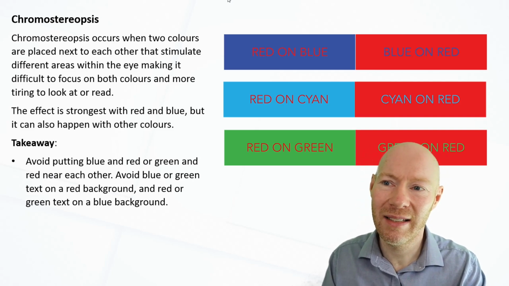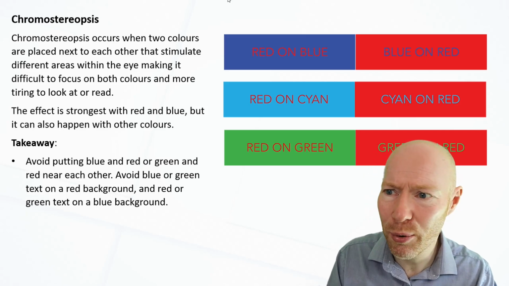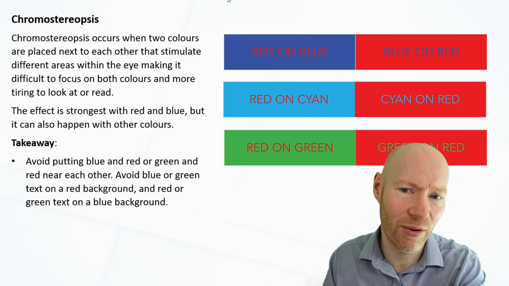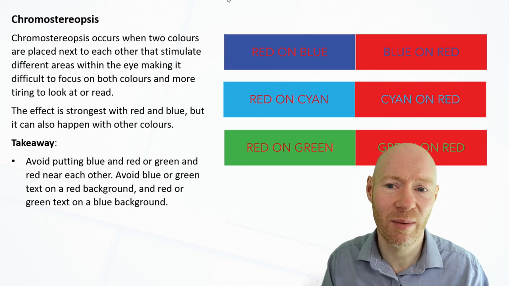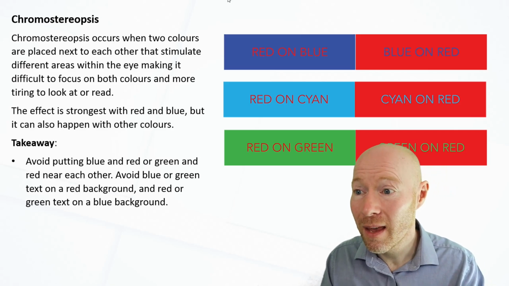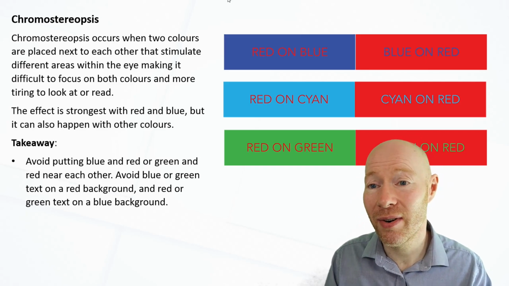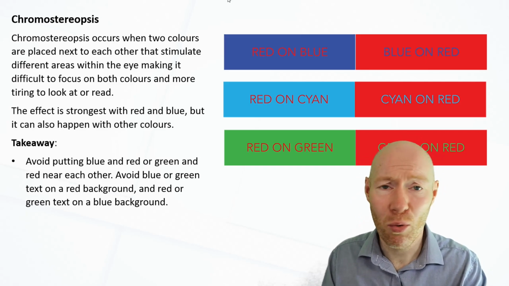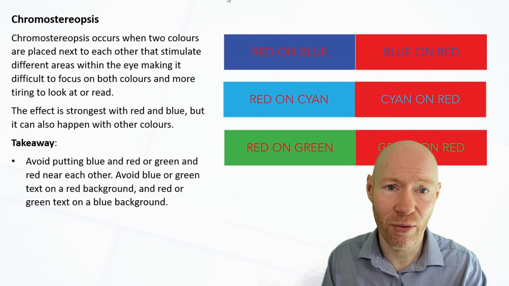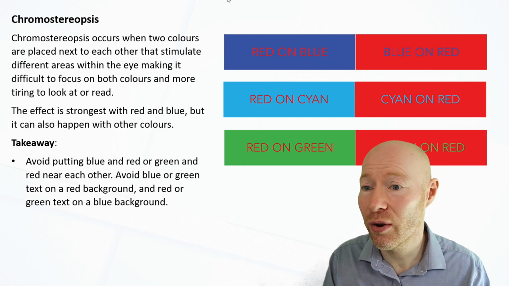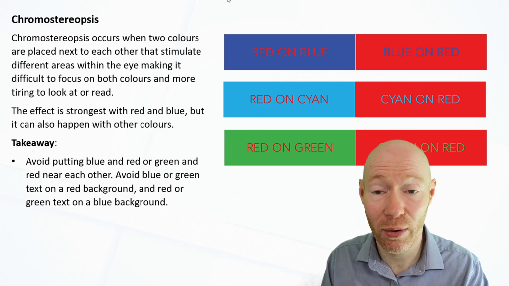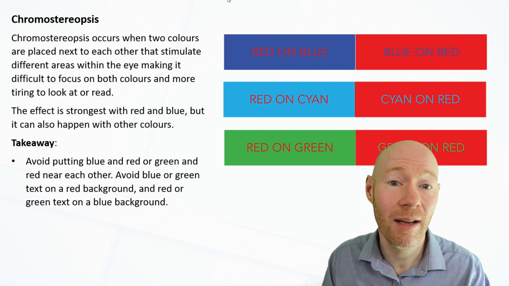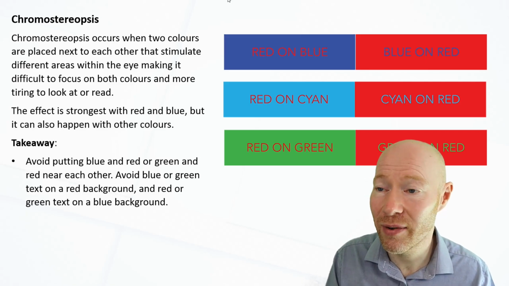Quite often it's strongest with reds and blues. It can also happen with other colors. You can see some of the combinations that we have on screen, for example, in terms of reds and greens. So the takeaway from this is quite simple. Don't put blue and red together or green and red together. Just avoid those color combinations because it will make it difficult for people to read what is there effortlessly.